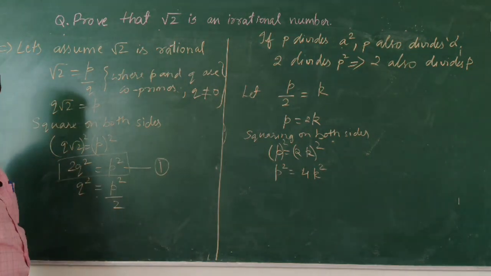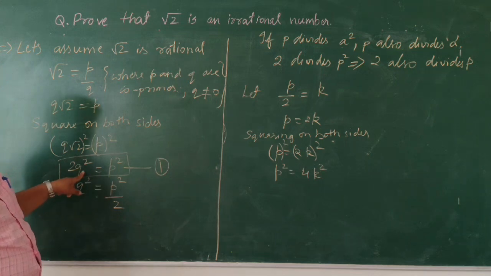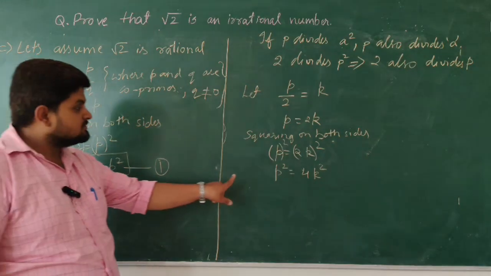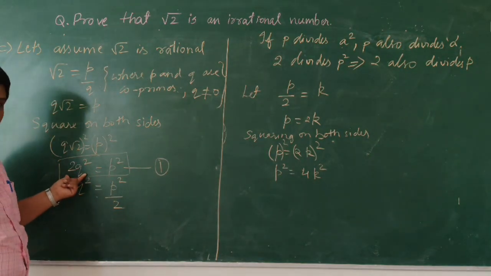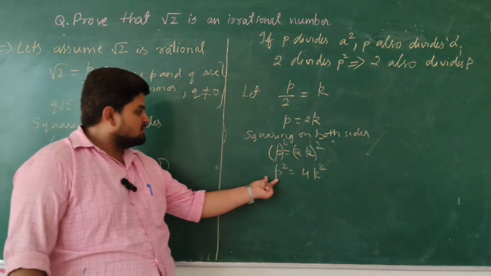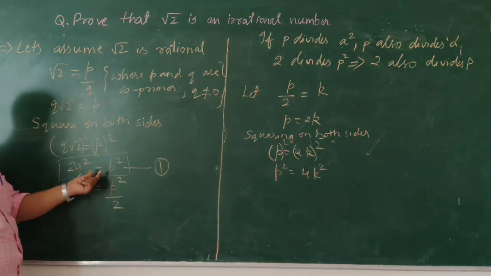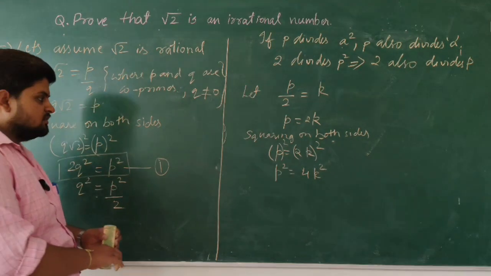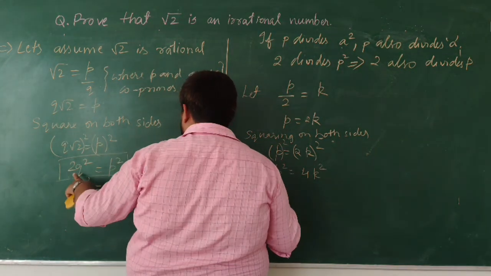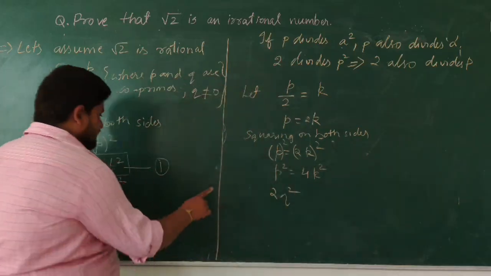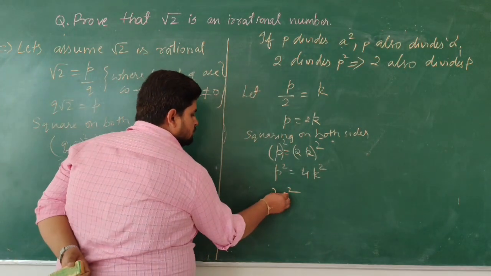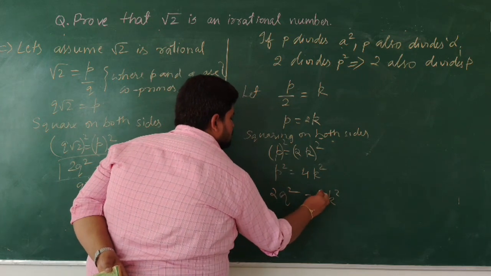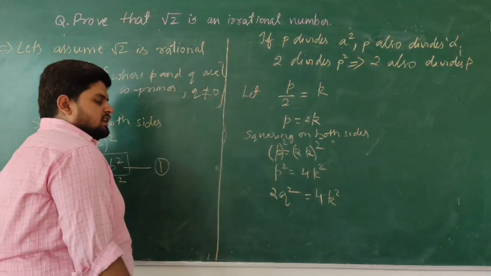Can you see? So here we are having p square is equal to 2q square. So can I substitute this p square by this 2q square? Yes, of course I can. P square is also equal to 4k square, and p square is also equal to 2q square. So I can substitute both of them. I will consider this 2q square in place of this p square. So 2q square is equal to 4k square.